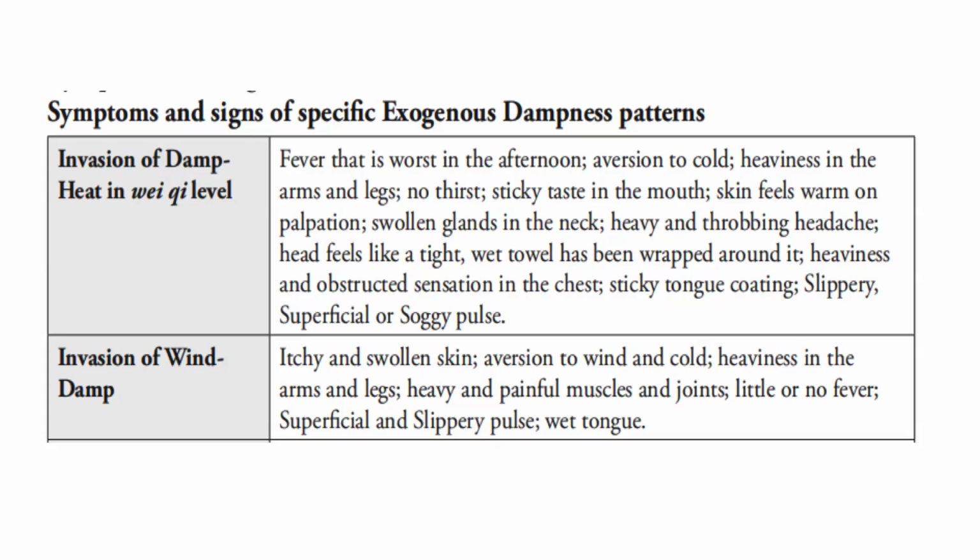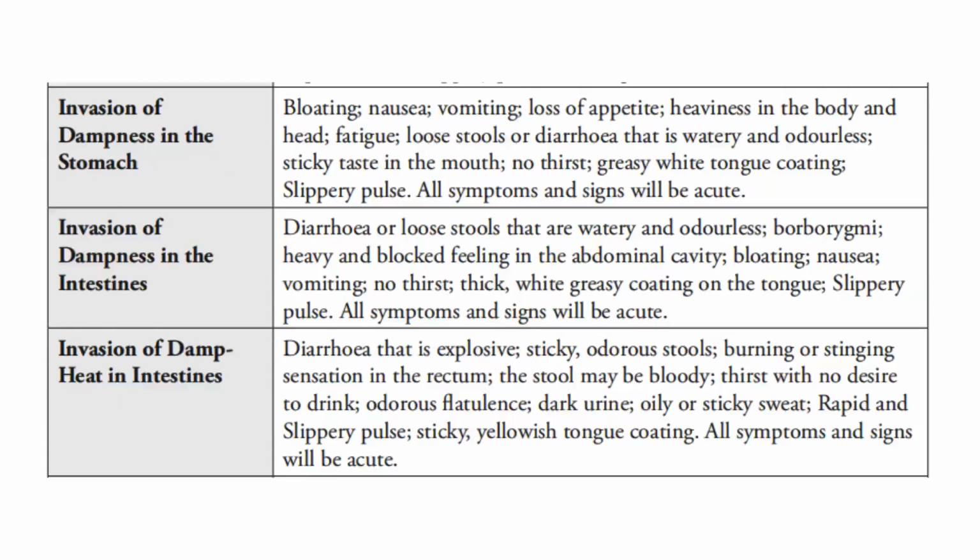For invasion of wind damp, the skin would be itchy and swollen. There is aversion to wind and cold, heaviness in the arms and legs, heavy and painful muscles and joints, little or no fever. Pulse would be superficial and slippery, tongue is wet. For invasion of dampness in the stomach, there will be bloating, nausea, vomiting, loss of appetite, heaviness in the body and head, fatigue, loose stools or diarrhea that is watery and odorless, sticky taste in the mouth, no thirst, greasy white tongue coating, slippery pulse. All symptoms and signs will be acute.